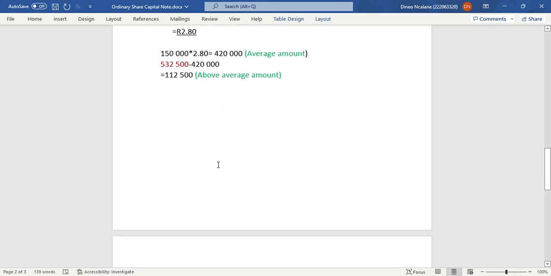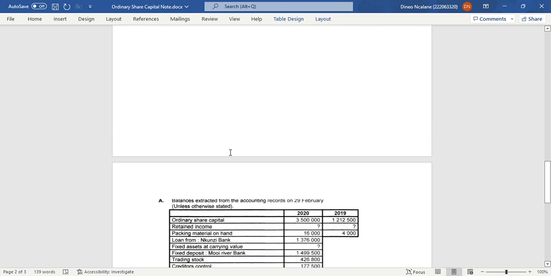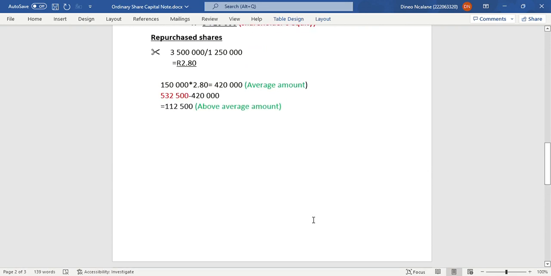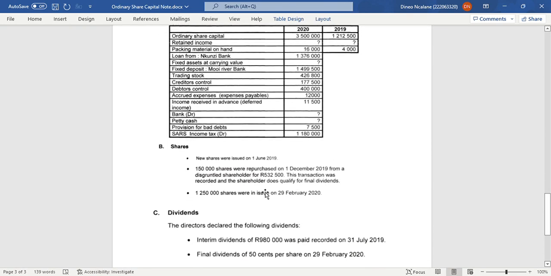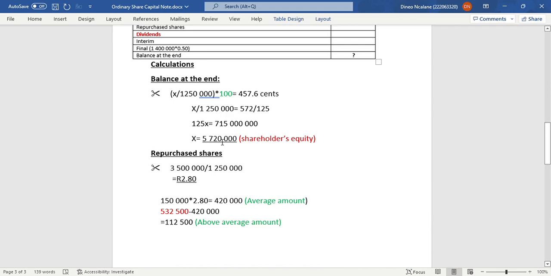Firstly, you need to get the average price of the repurchased shares. So we take the balance at the end of the ordinary share capital, which is 3,500,000, divided by 1,250,000 shares. This leaves us with 280 cents, which is the price per share. So 1,250,000 shares times 280 cents gives you 3.5 million rands.